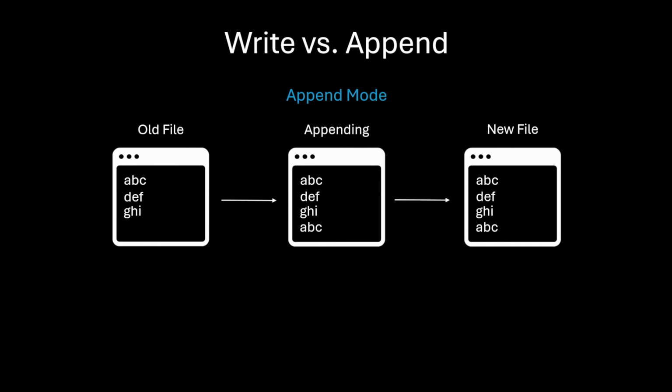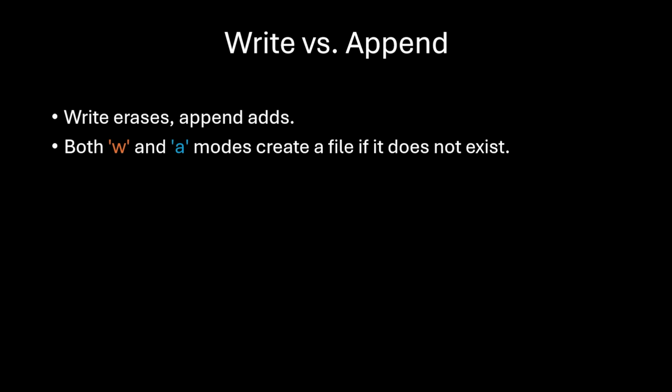By the time we save the file, the new content is added at the end and the original three lines are still here. Append mode is safe when you want to keep old data and simply add more, such as logging events, saving user input, or building cumulative outputs. So if we summarize, write erases and append adds. So be careful while working with them, and both W and A modes create a file if it does not exist. So you don't have to deal with it separately. It handles it by creating a new file if it doesn't exist with the name you define.